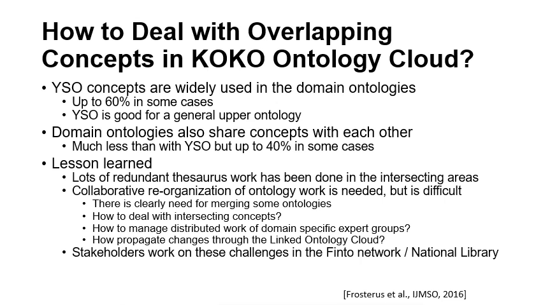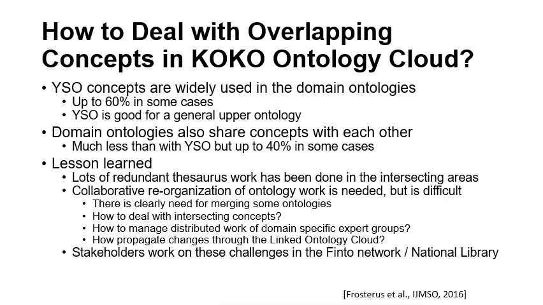A challenge related to the interlinked KOKO ontology cloud is how to deal with overlapping concepts. YSO concepts from the top ontology are widely used in the domain ontologies, so up to 60% in some cases are shared. YSO is therefore a good candidate for the upper ontology. However, also domain ontologies share concepts with each other, much less than with YSO, but up to 40% in some cases. So the lesson learned here is that lots of redundant thesaurus work has been done in Finland in the intersecting areas. The proposed collaborative reorganization of ontology work into expert groups and ontologies is needed, but it bears its own difficulties. There is clearly need for merging some ontologies, but how to do that? The question of dealing with intersecting concepts is an issue that has to be solved.